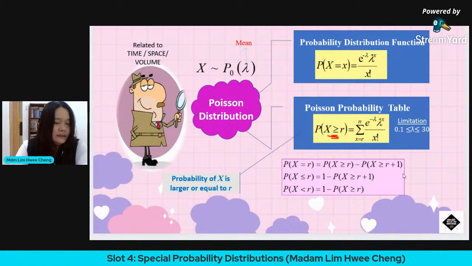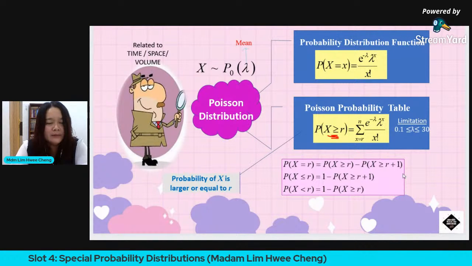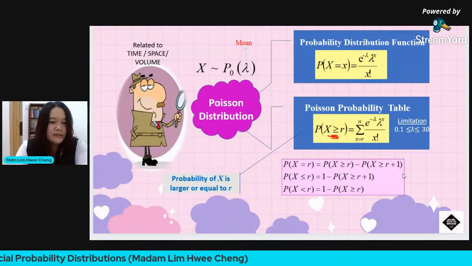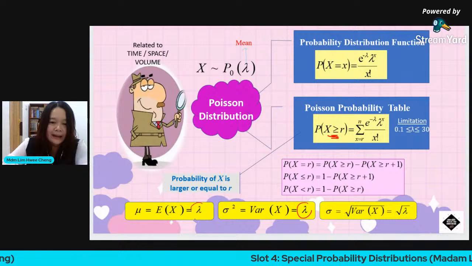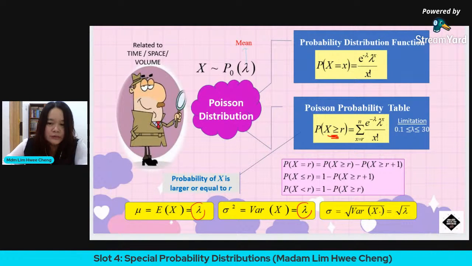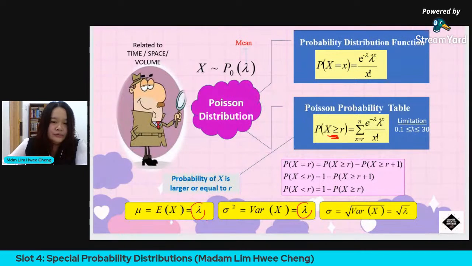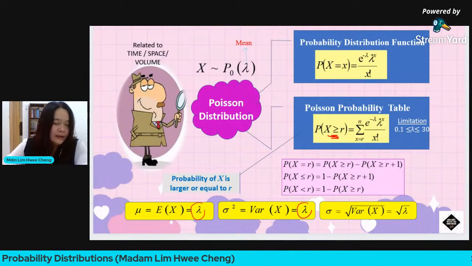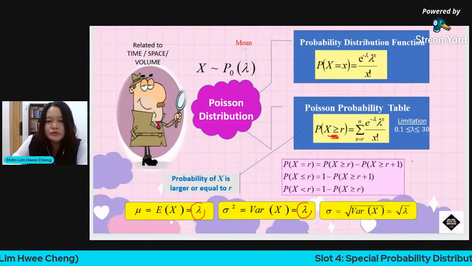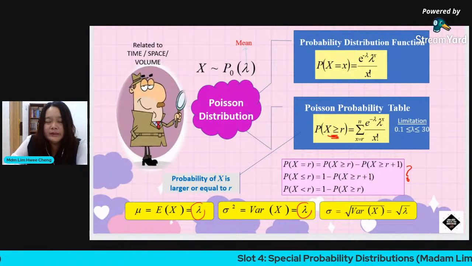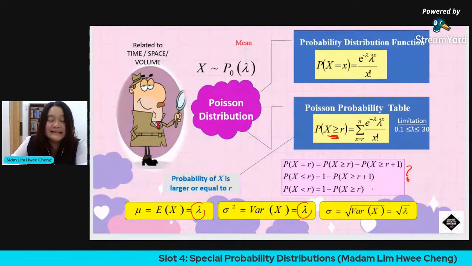Same thing for Poisson, we also have the mean. Of course, we know that the mean is lambda, and the variance has the same value as lambda. If you want to find the standard deviation, you just take the square root of lambda. So this one you have to take notes.